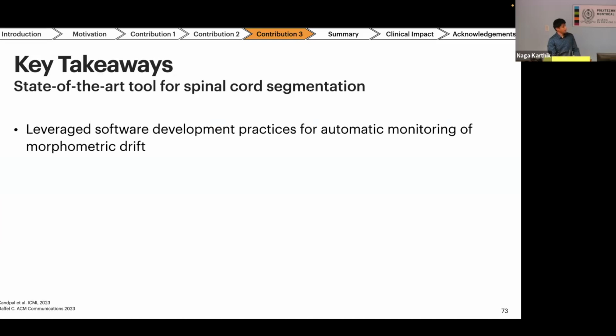We have used software development practices for automatically monitoring morphometric drift. Similar works have been done, but on a different premise, meaning that they wanted to build machine learning models with a view of doing open source software. So basically version tracking the model weights or parameters and so on. We took a different approach where we track the model after it has been trained to monitor the drift between different versions.